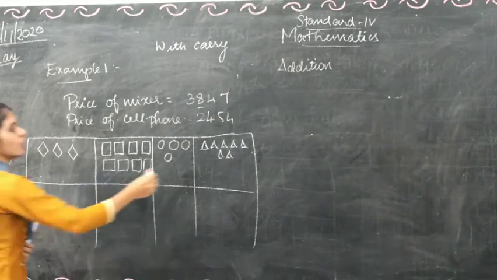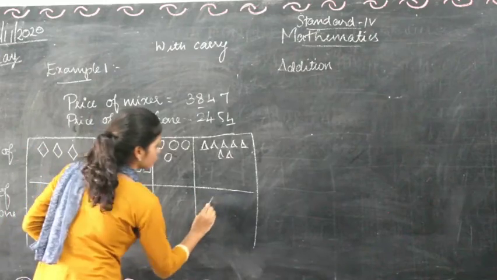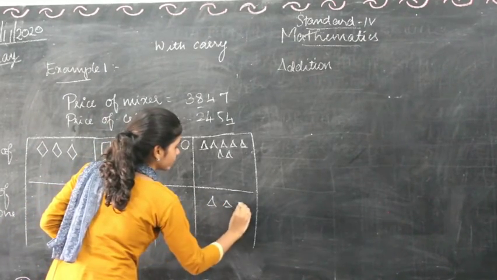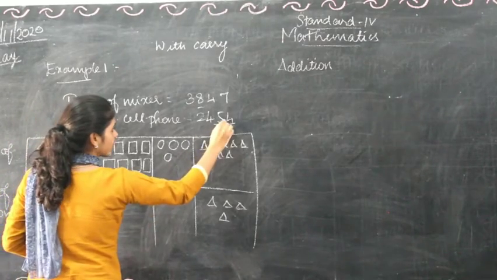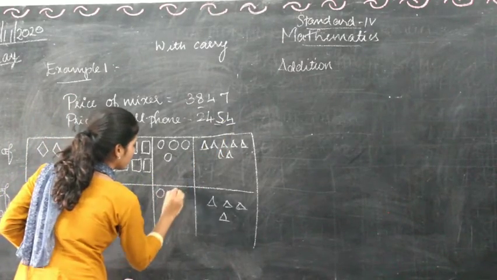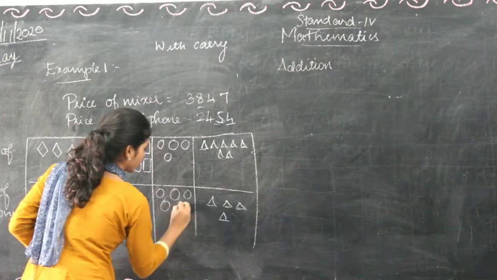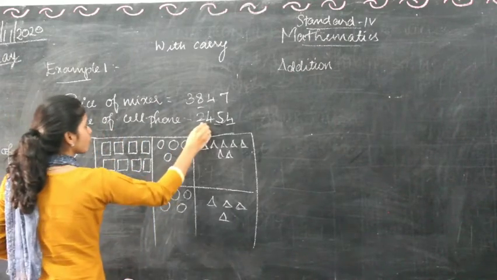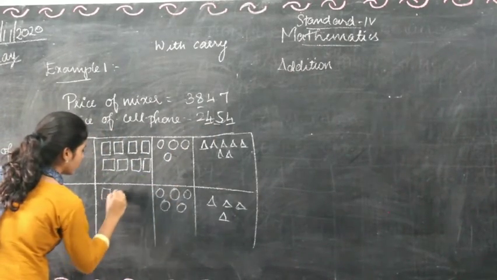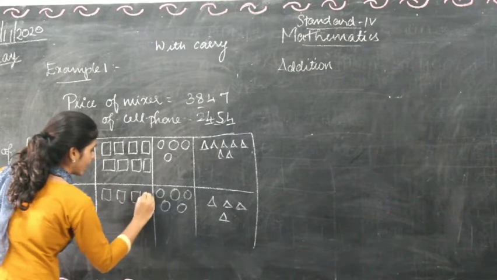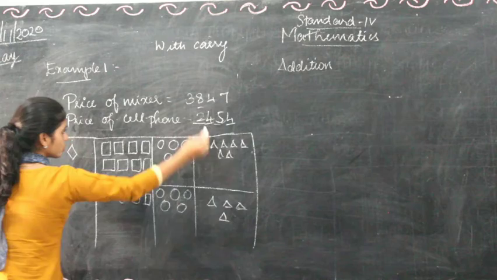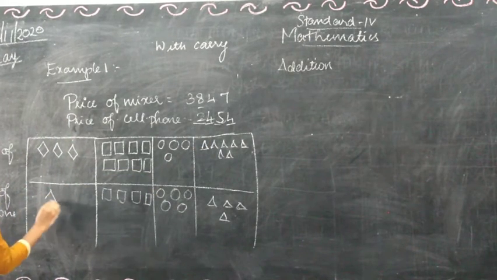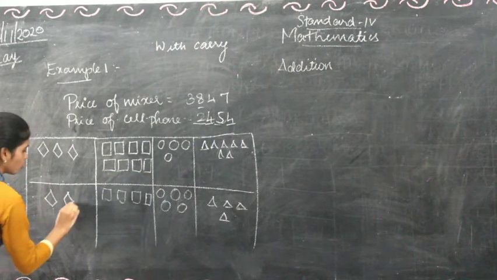Then we will be having 4 units. So 1, 2, 3, 4. 5 tens, which is 1, 2, 3, 4 and 5. 4 hundreds, which is 1, 2, 3 and 4. Then 2 thousands, which is 1 and 2.